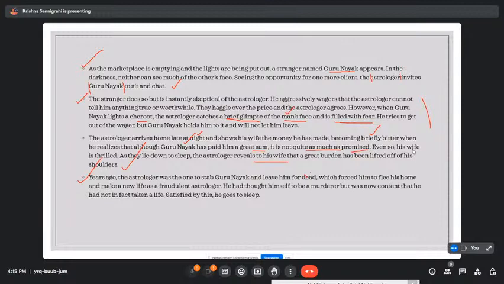which forced him to flee his home and make a new life as a fraudulent astrologer. So he had thought himself to be a murderer, but was now content that he had not in fact taken a life. Satisfied by this, he goes to sleep. So he had thought that he had actually killed that person, but actually he has not killed that person. And seeing his face, he is happy and he goes off to sleep relaxed.